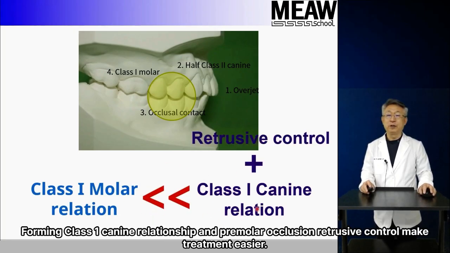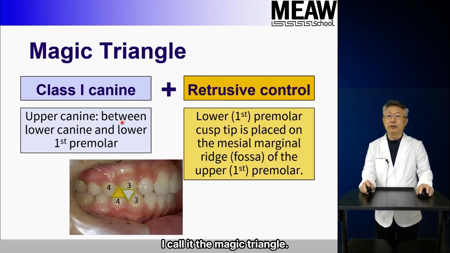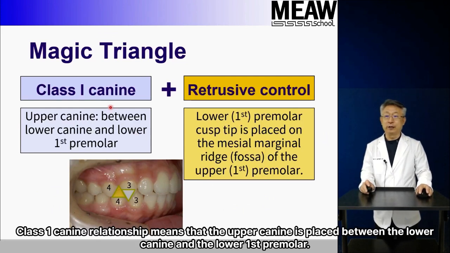Forming Class 1 canine relationship and premolar occlusion. Retrusive control makes treatment easier. I call it the magic triangle. Class 1 canine relationship means that the upper canine is placed between the lower canine and the lower first premolar.